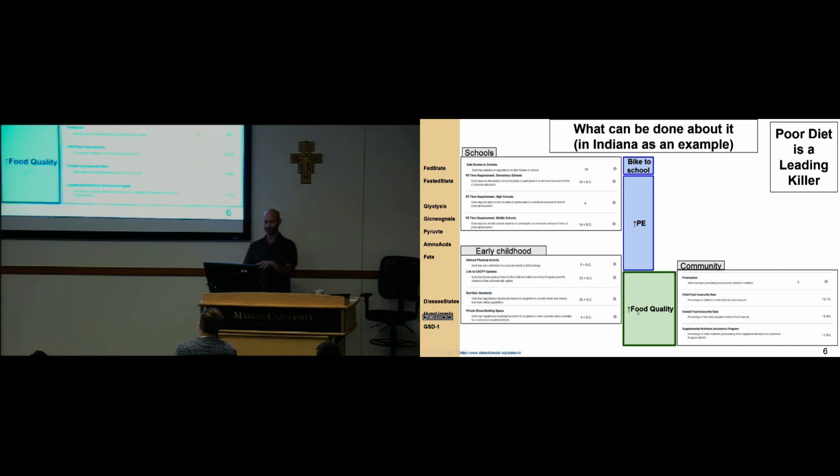Then you can do food quality stuff, early childhood versus community. So these are all known solutions that are targetable that Indiana's currently not doing, right? Defined physical activity, nutrition standards, preemptive stuff for the community, food security. So these are all things that are out there. So some of these half the states are doing now, and we're not in that.